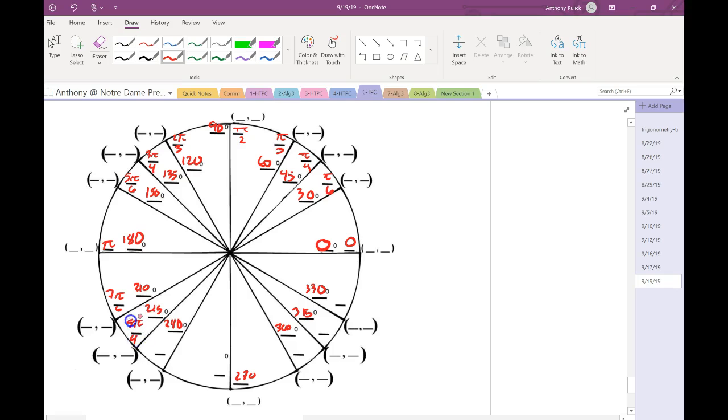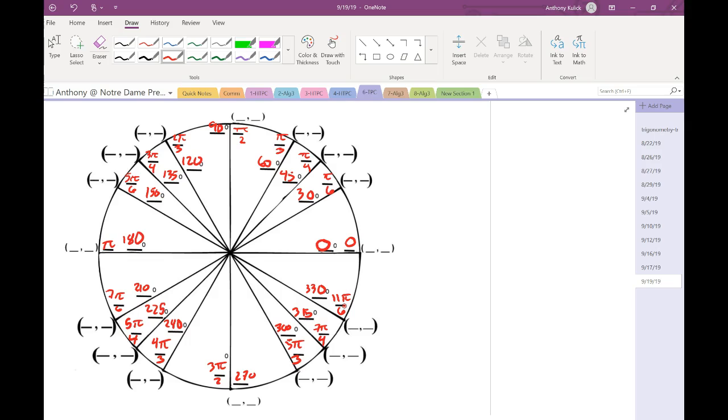225 is 5 pi over 4, excuse me. That's a 5. And then 240 is 4 pi over 3. And then we have 3 pi over 2. And then 5 pi over 3. And then we have 7 pi over 4. And 11 pi over 6. Okay.